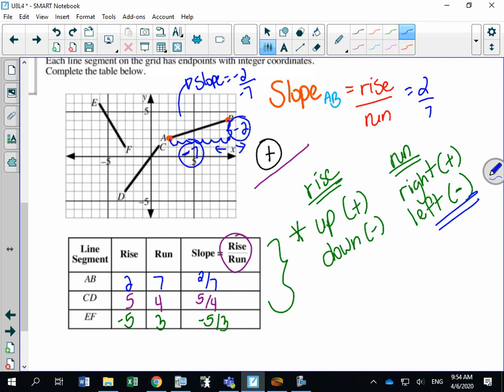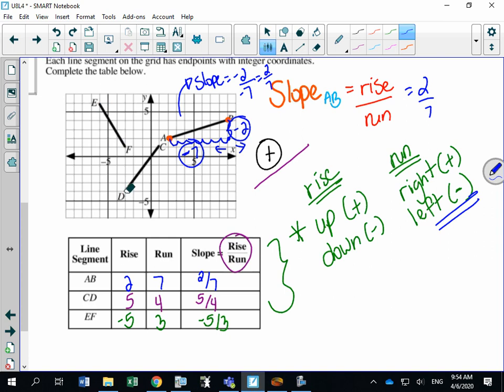2 negatives will actually cancel out to give you a slope of 2 over 7, right? Which is this slope here. So what I again want you to see is it doesn't matter which point you start at to count, as long as a fall is negative. If I started at F, a rise would be positive. A left move is negative, but a right move is positive.